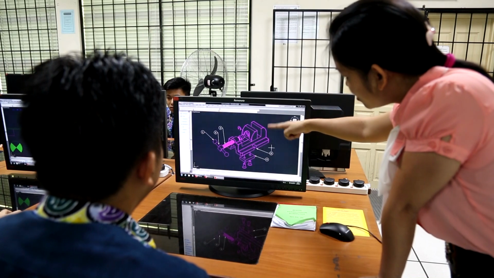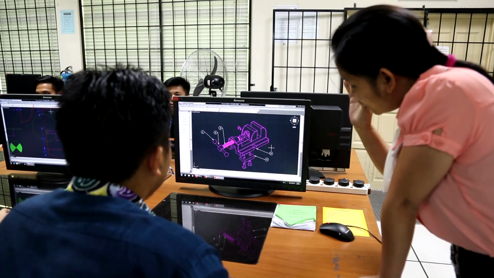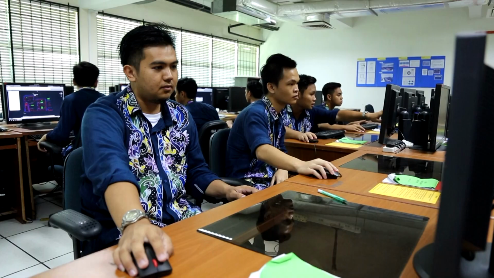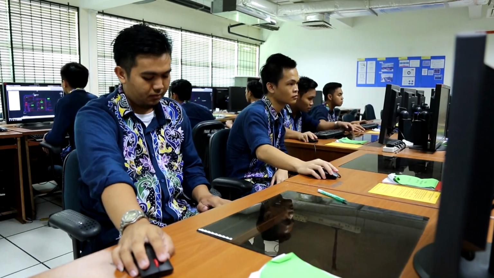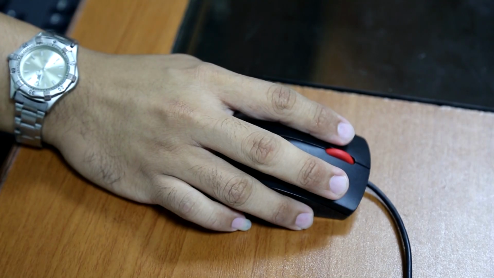AutoCAD is a very interesting subject. Furthermore, if the students have an interest and hobby in drawing, they can use their drawing interest as a catalyst for learning AutoCAD in a fun way. They can think about anything. They can imagine and actualize their imagination into the AutoCAD platform. But all they need to do is just practice, practice, practice, and get familiar with this software.